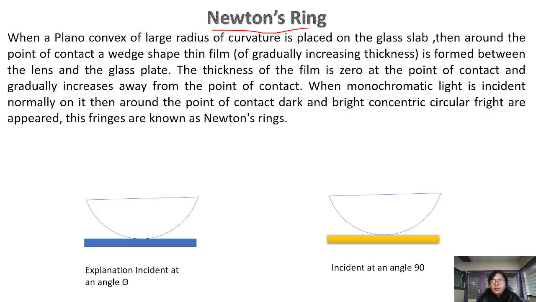Basically, Newton's rings are interference patterns formed due to thin film interference. So how do we get these Newton's rings? When we place a plano-convex lens of large radius of curvature on a glass slab, then around the point of contact, as you see here, this is the glass slab and this one is a plano-convex lens. So this is the point of contact.